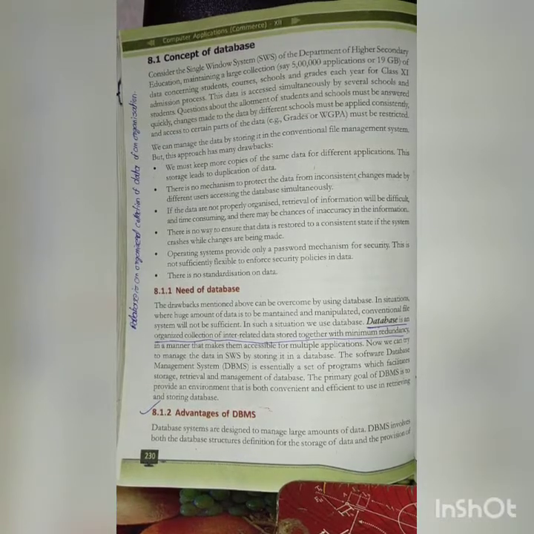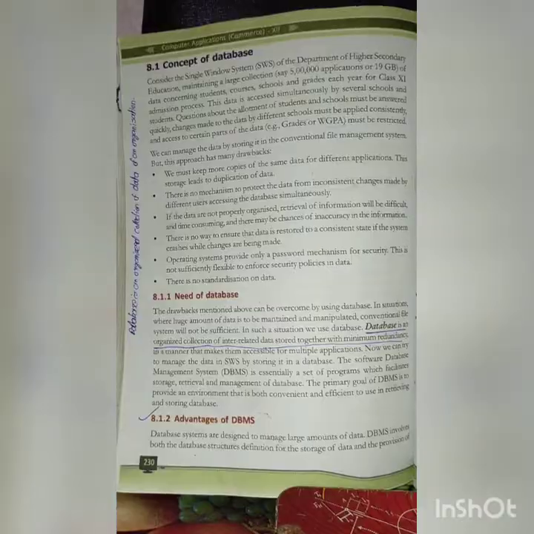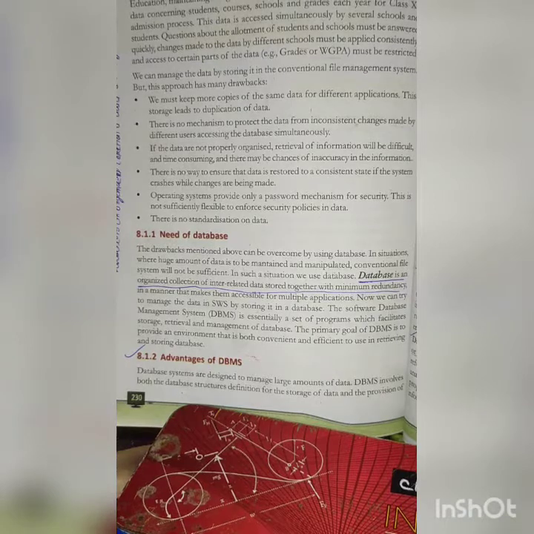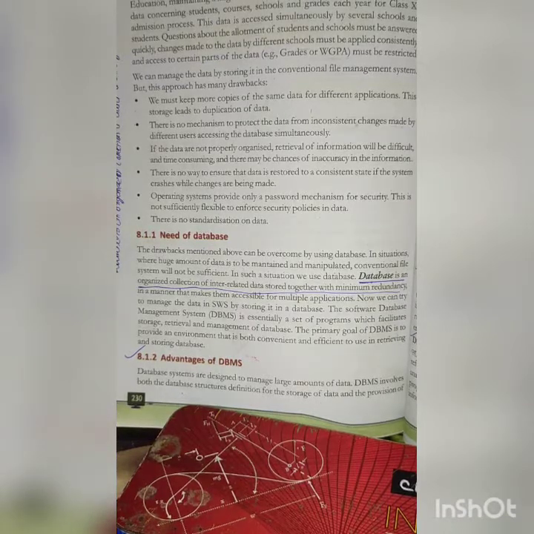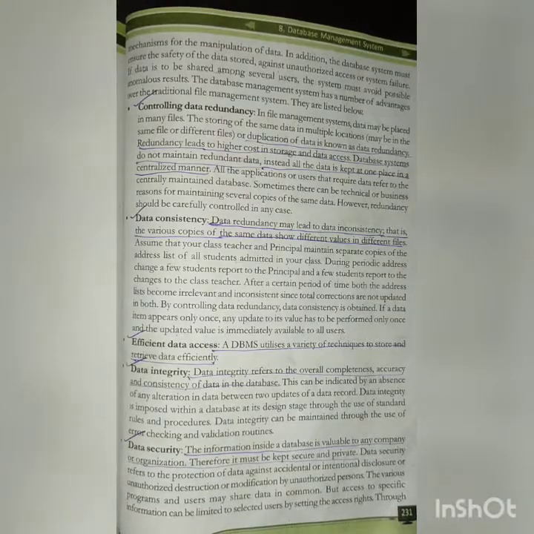Concept of database. A database is an organized collection of data of an organization. Need of database. A database is an organized collection of interrelated data stored together with minimal redundancy. Advantages of DBMS. First one, controlling data redundancy.